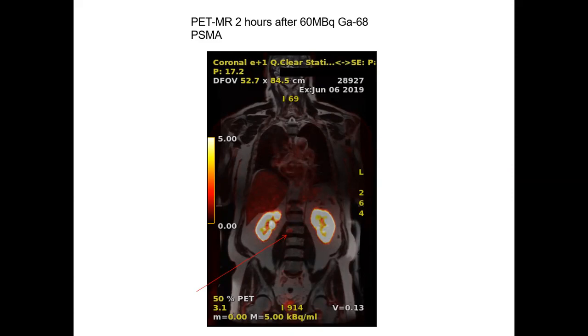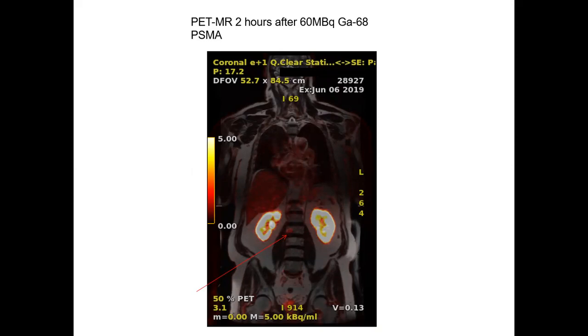However, because PET MR is so much more sensitive, with these brand new digital PET detectors, when the patient arrived on the PET MR scan, it was 2 hours after injection. And then when we did the PSMA, you can see here uptake at the site in the spine, and this was subsequently proved to be due to a metastasis.